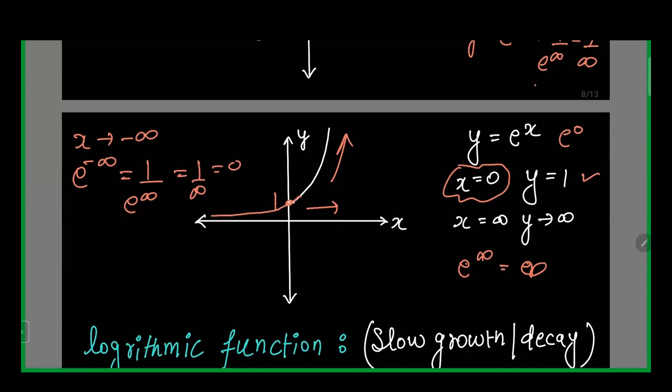So this is the kind of analysis you can do for exponential graphs. e raised to x is an exponential growth, e raised to minus x is an exponential decay. And this is how you can plot the graph. You can first take a value at x equals 0, and then you can take a value at x equals infinity or minus infinity, and you will get your graph. Let's move on to the next part.